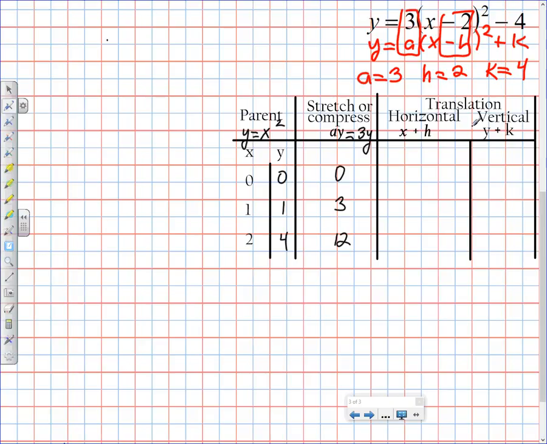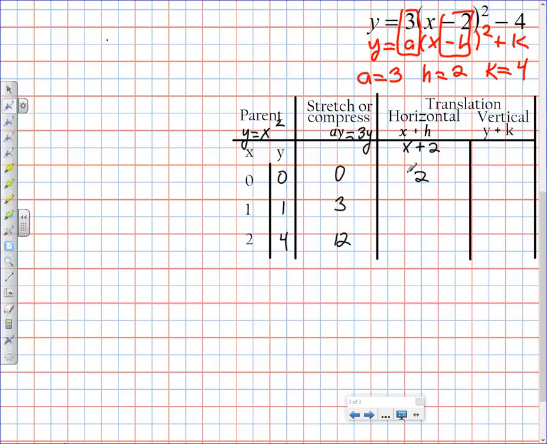Now let's do the translation or the movement. The formula, first horizontal, is x plus h. H in this case is 2, so it's x plus 2. Take these x values and add 2 to them. So 0 plus 2 will give you 2.